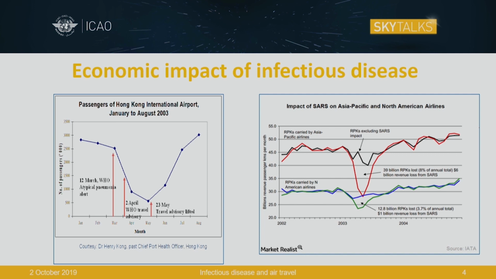And if you look at the right-hand side, the economic impact, the top graph shows the Asia-Pacific airlines. The difference between the black and the red line is specifically the impact that SARS had on their budget, on their revenue for that period. And America, being much further away from where the impact was in Asia Pacific, also had some very bad effects, as you can see from the bottom graph.